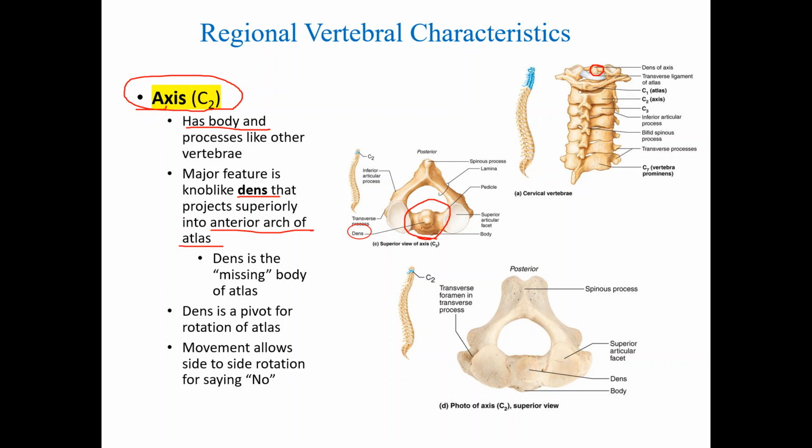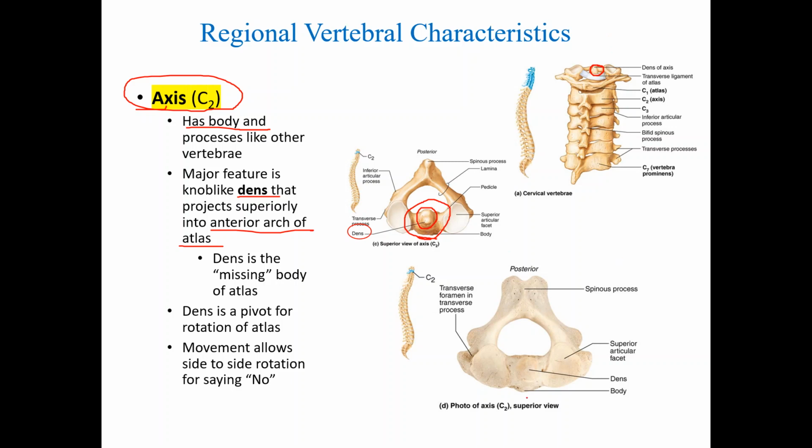The dens is really kind of like the body, the formation of the body, if you will, of the atlas. And this dens is really a pivot, represents a pivot point for rotation of the atlas and allows for movement of your head, like when you shake your head to say no, okay? So it creates a pivot type of connection.